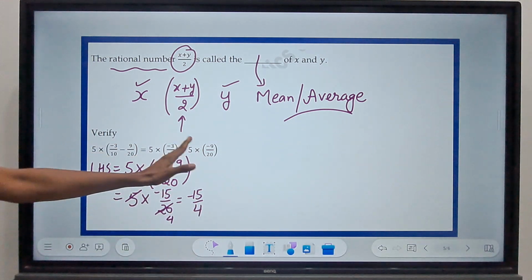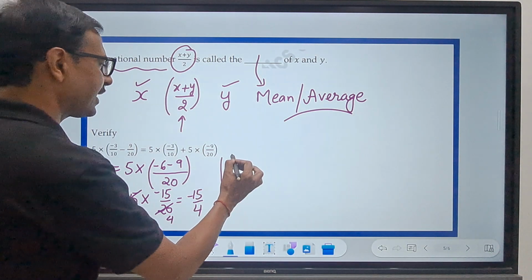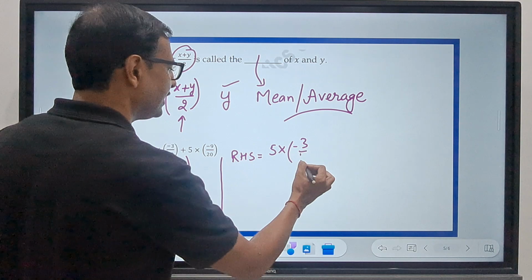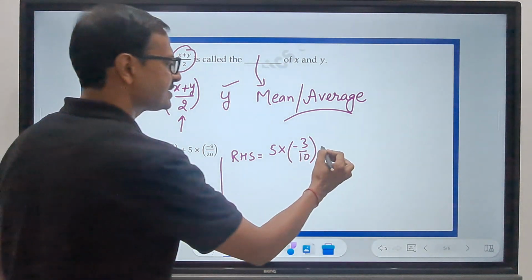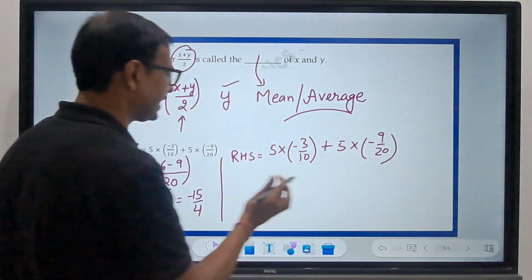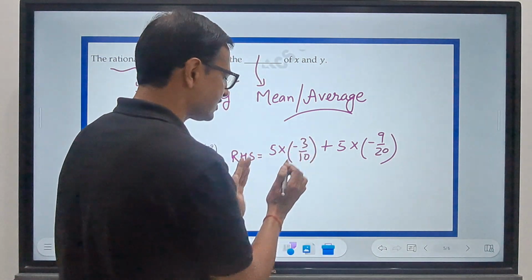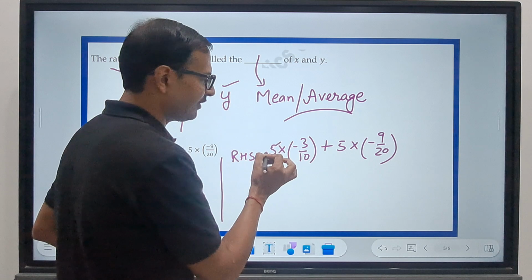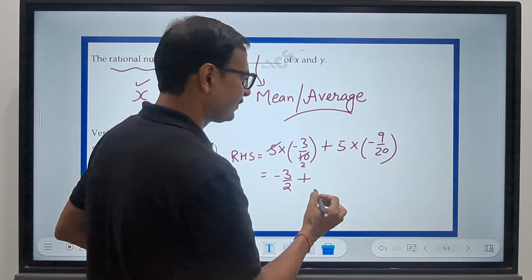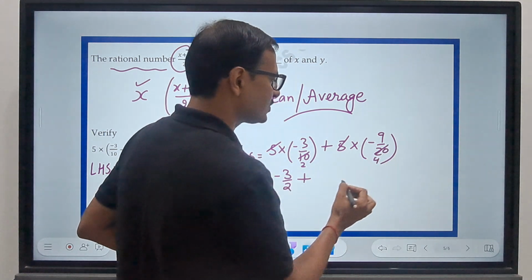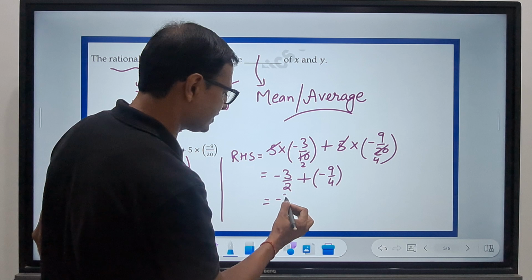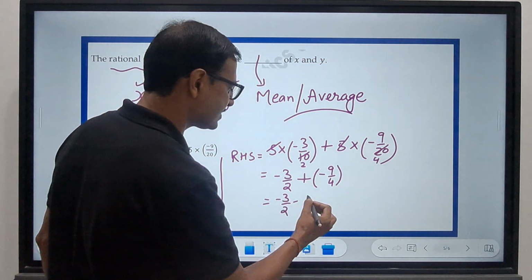Now what about the right hand side? For the right hand side, we have 5 times minus 3 over 10, that's the first part, and plus 5 times minus 9 over 20, that is the second part. So let's carry out the first product here, the multiplication. The 5 cancels 10 2 times, so this is minus 3 by 2, plus the 5 cancels this 4 times, so this is minus 9 by 4, and so this is minus 3 by 2 plus minus 9 by 4.